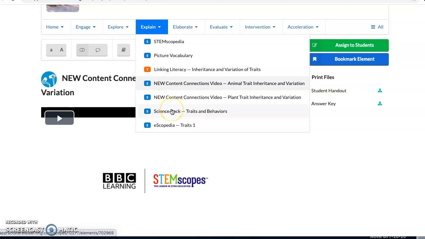There's also a science rock, which is a little song that students can do to help them remember some of the key components of traits and behaviors. All right, and then also something to explore is looking at the eScopepedia and the science rock. But all of these are important for doing that follow-up explanation, giving students more context around the skills and concepts involved in the standard or standards for the scope.